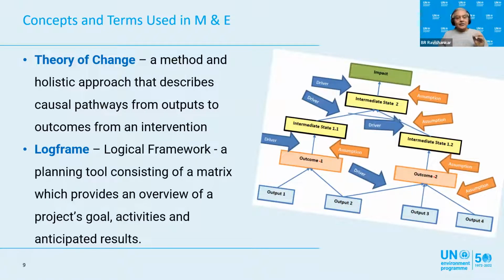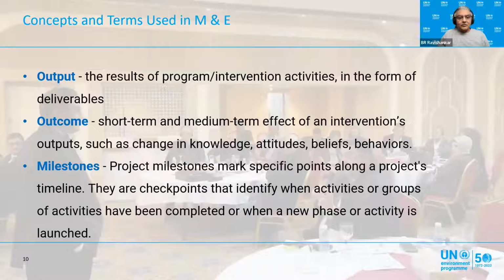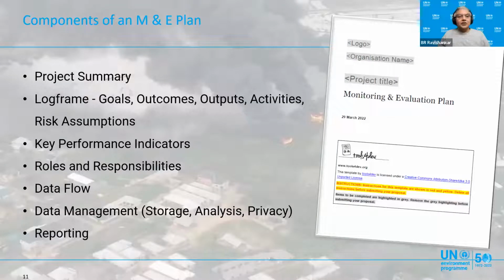The log frame is the planning tool that is part of the project design. It consists of a matrix which provides an overview of the project's goal, activities, anticipated results, milestones, everything. That is all outlined, and that is the log frame. So we went through what the milestones and outputs are. Now, what are the components of an M&E plan? Basically, it's a document, and there is a template that I have provided in the links at the end. It contains a project summary. It has a log frame. It has the goals, outcomes, outputs, activities, milestones, risk assumptions, all of those things.